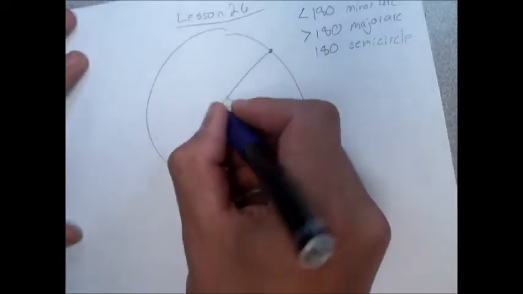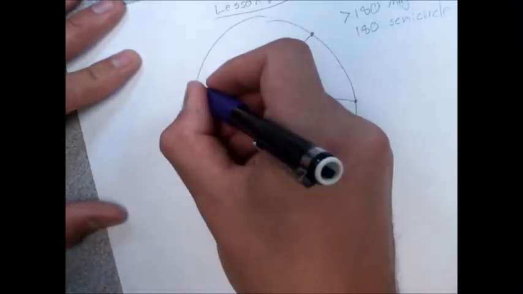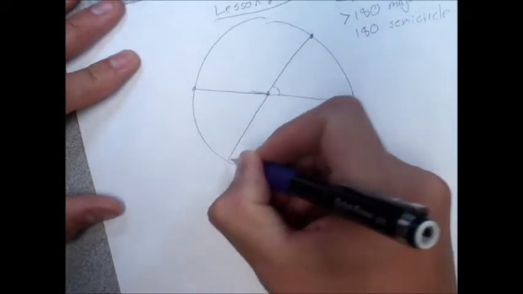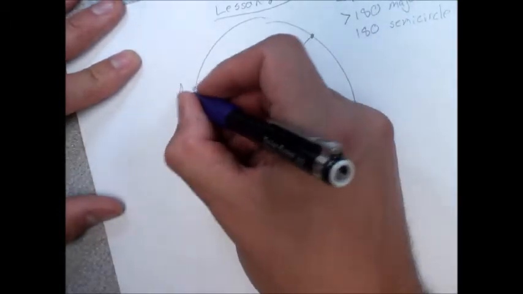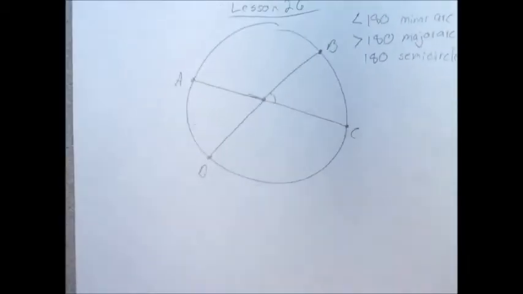Okay, so I am going to label a few things here. I'm extending this arc measure all the way through. I'm going to label my outside points A, B, C, and D, starting at the top left. A, B, C, and D. I'm going to go over a few general definitions real quick.